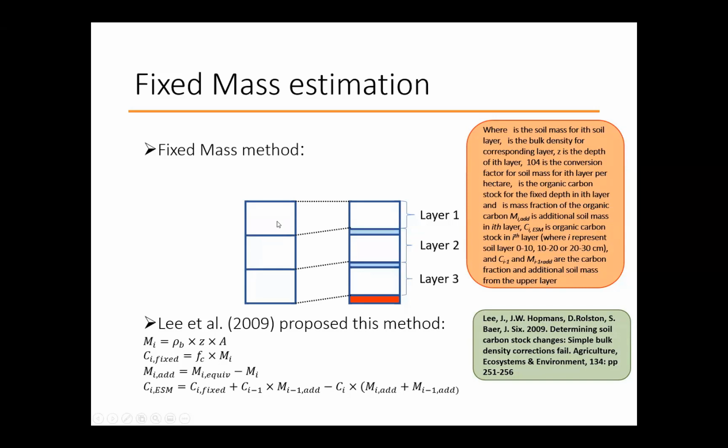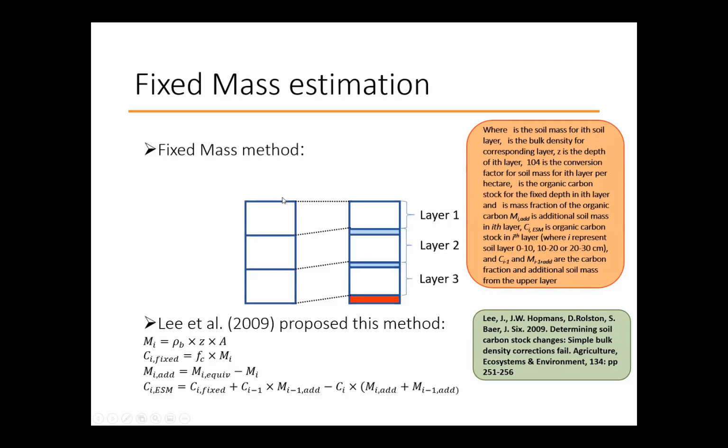Now, if we do maximum mass and there is no compaction, I may have to take some mass from the lower layer and add it to the upper layer. And eventually at the last layer, if I run out of soil, then I may have to go back and take some longer cores, if I have not taken them in the first sampling. So that's how this works. It was proposed in 2009, and all these equations over here just put my words into numbers.